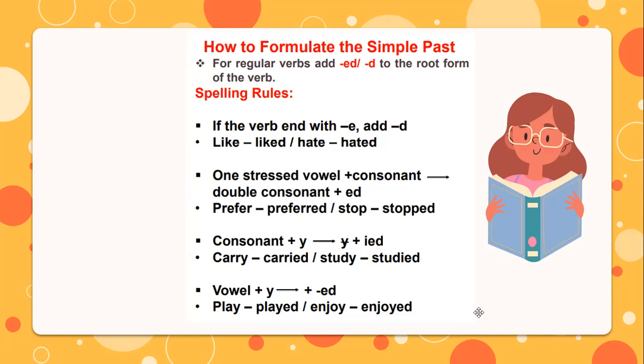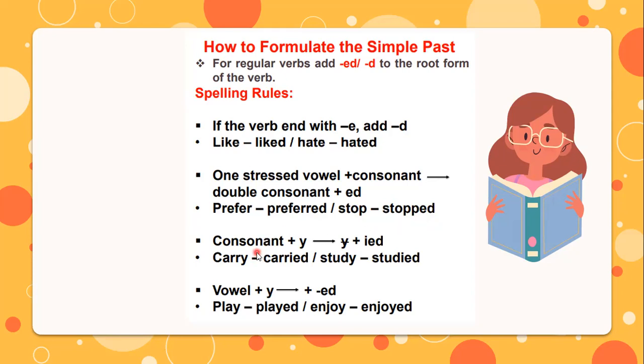Let me annotate and show you. So I have, as you can see here, stop and stopped. So O is a stressed vowel letter. And then after O, we have a consonant letter. So before adding ED, I need to double this consonant letter and it becomes stopped.